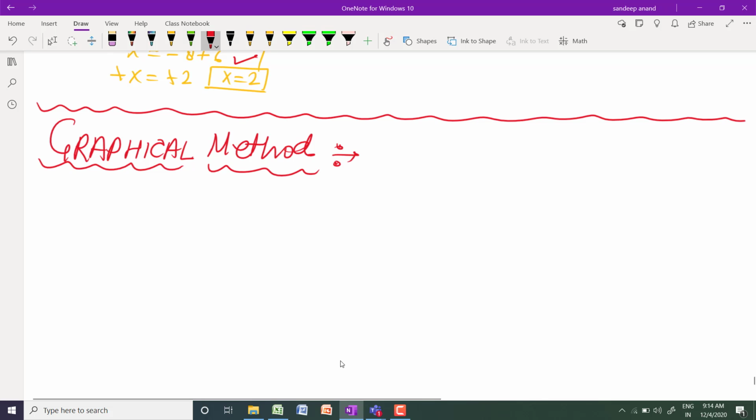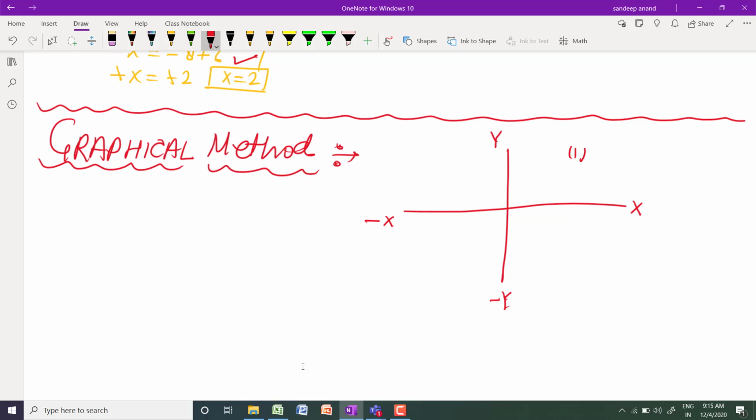Now in the graphical method, you need to plot a graph. If the scale is not given, then you take suitable scales. Everyone knows how to make a graph. You can make any of the standard x and y axes. In the graphical method, you must know this coordinate system. This is the x axis, this is the negative of the x axis, this is the y axis, this is the negative of the y axis. This is your first coordinate, this one is your second coordinate, this is the third coordinate, and this one is the fourth coordinate. Everyone knows this thing, yes or no?